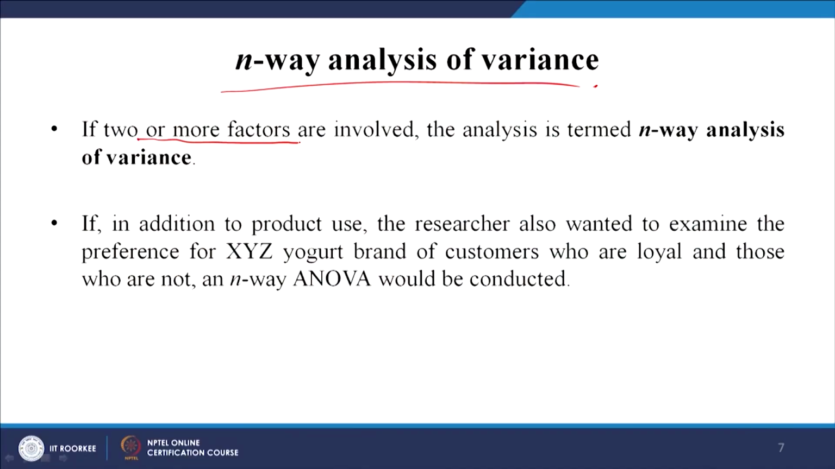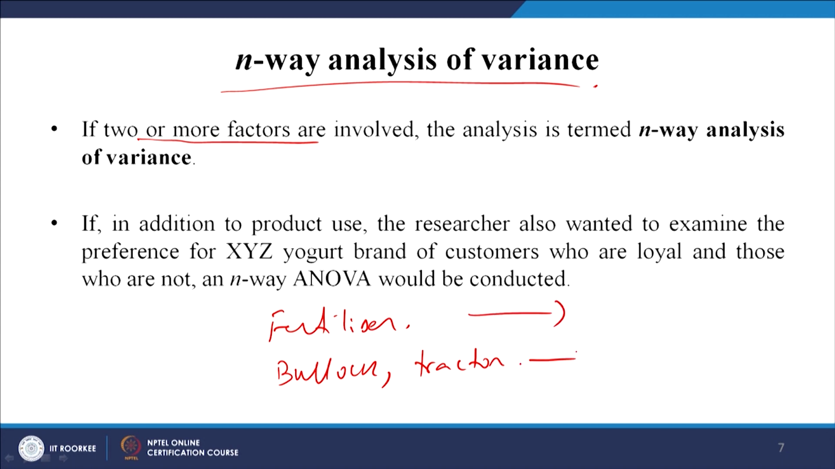Okay. Now, what is the n way analysis of variance? I explained, if 2 or more factors, for example, now fertilizer you have taken, right, in the last case. Now, along with the fertilizer you also want to see the usage of technology. Let us say whether the farmer is using just bullock, right, or some kind of a tractor. So, the kind of technology being used also will have an impact on the yield.